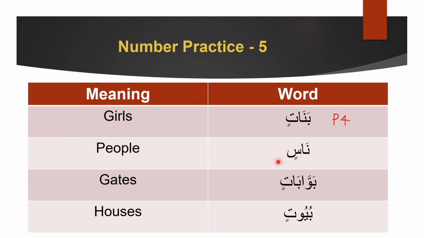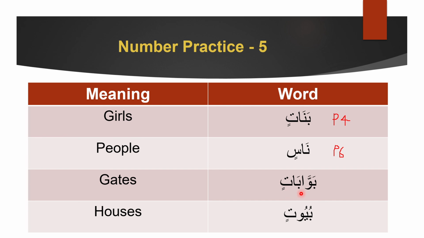Nasan. Okay, again, Nasan means people. We saw this today only, and this is an ism jama. Okay, by the way, what's the plural of this? What's the plural of people? It's unasan. You don't have to learn that, it's just general knowledge. Next, bawabatin.